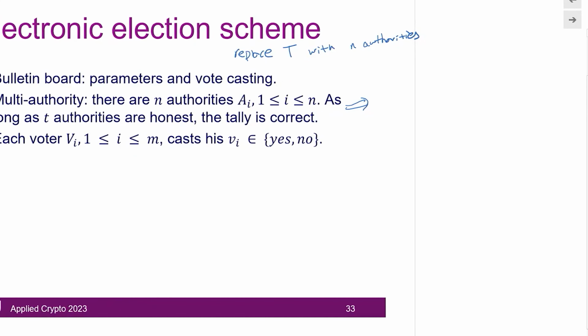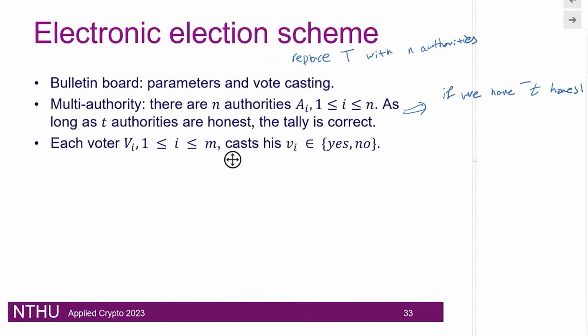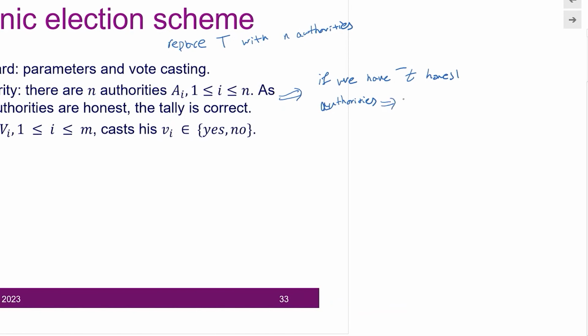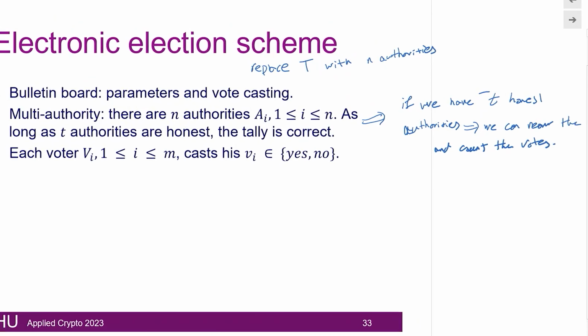But that means that if we have t honest authorities, then we can recover the secret and count the votes, right? So this is the idea right now.